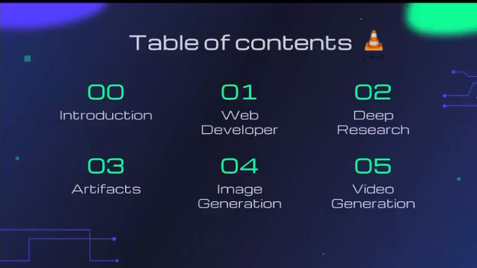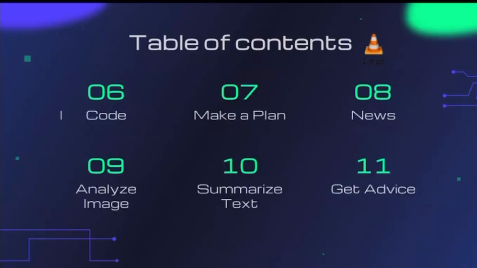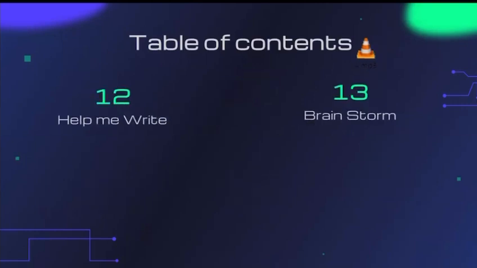So today our table of contents will be introduction, and we will demonstrate together the 13 features of Qwen AI. First of all, as a web developer, deep research, artifacts, image generation, video generation, code, making a plan, news, analyzing image, summarizing a text, and getting advice. Moreover, helping me to write and brainstorming.